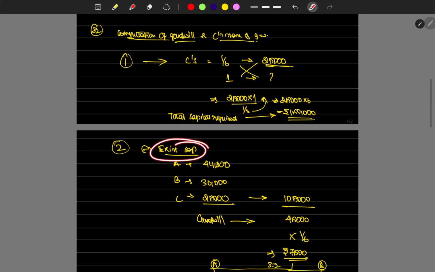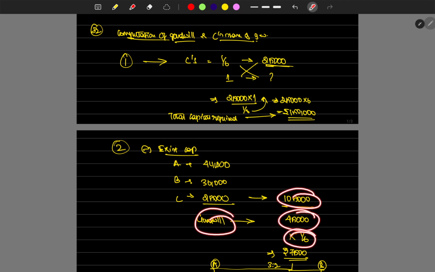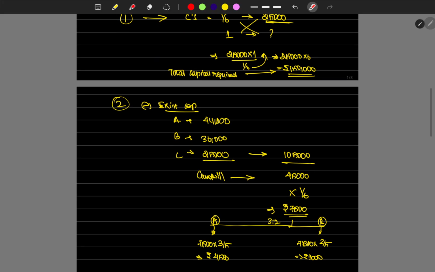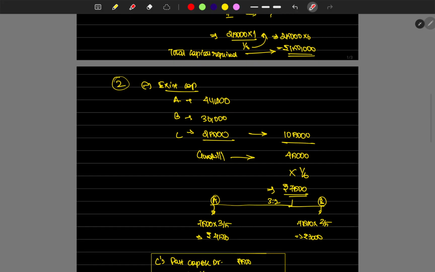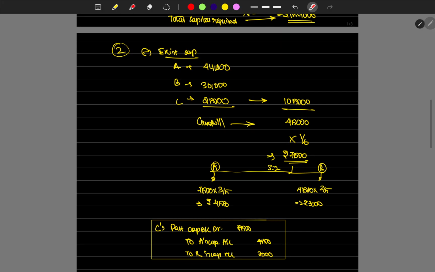The existing capital in the business is 1,05,000. So remaining is the goodwill. So goodwill 1/6 share is 7,500. This we have to sacrifice for the new partner. So A sacrificed 4,500, and B sacrificed 3,000 worth of goodwill to the partner C. So C has paid the respective amounts to A and B.